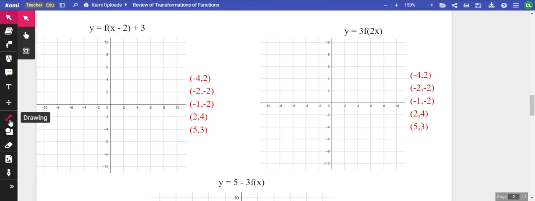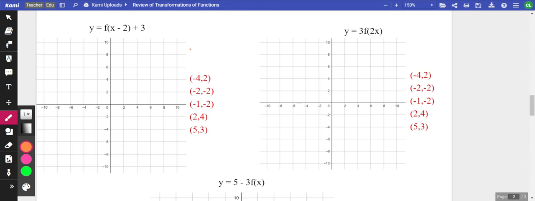So if I have my original point, which is just x, y, that's my point on my parent graph. On my new graph, I know that y is going to be increased by 3. I need to move that y value up 3. When I look at the inside, I have to remember, the inside lies. So even though the inside is telling me that I'm subtracting 2, how that looks on my graph is I'm actually taking all of my x values and adding 2 to move my graph 2 to the right.